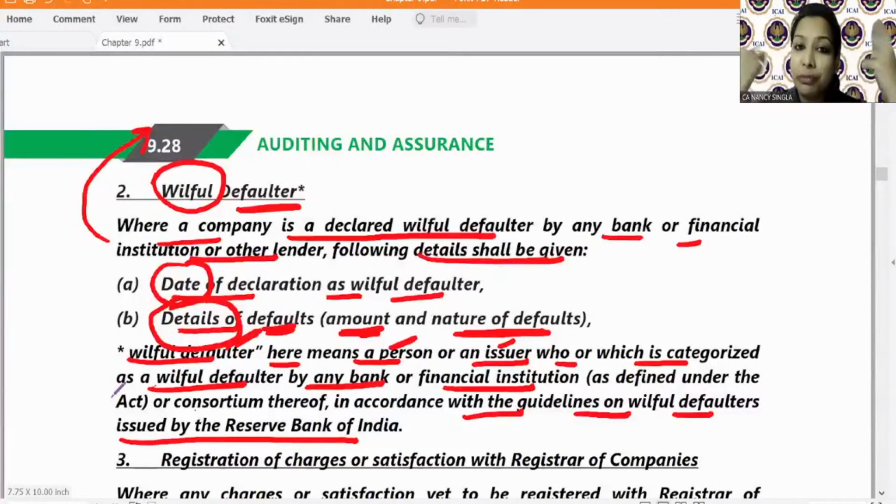And what is the information to be disclosed? The date of declaration as willful defaulter and the details of the defaults, like what the defaults were, why they were declared willful defaulter by the bank or the financial institution, and the amount and the nature of the default. Understood? Now what is happening is that Schedule 3 has told the company itself to disclose all this information by themselves.